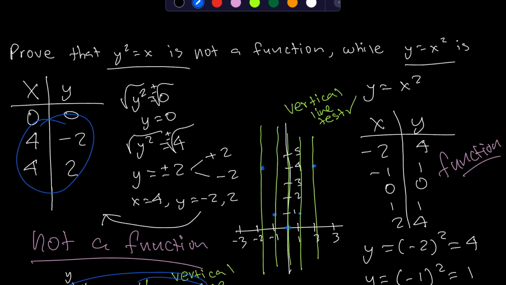And y equals x squared is a function because although it has repeating y values, they're different x values. And we do pass the vertical line test.